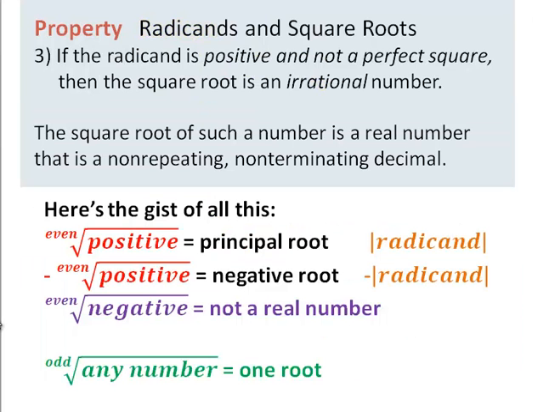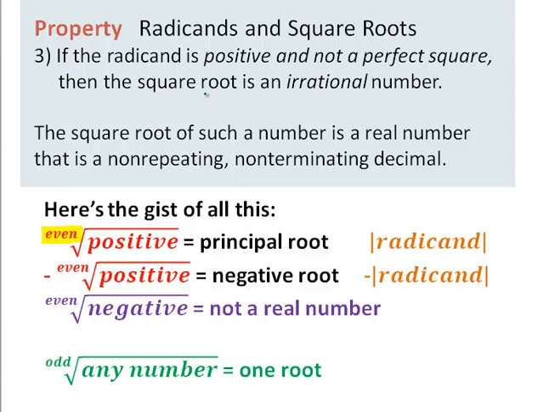So let's keep going. If the radicand is positive and not a perfect square, then it's an irrational number. You can read this just as well as I can, but here's the basics that you really need to know. We didn't talk about what this part of the sign is. This is called the index, and that tells you how many roots to take.